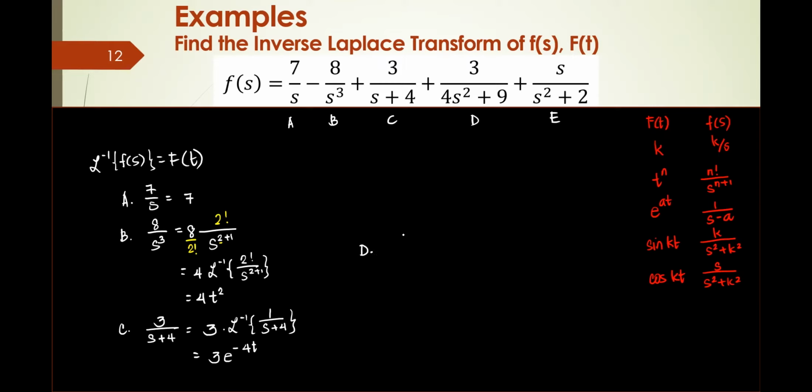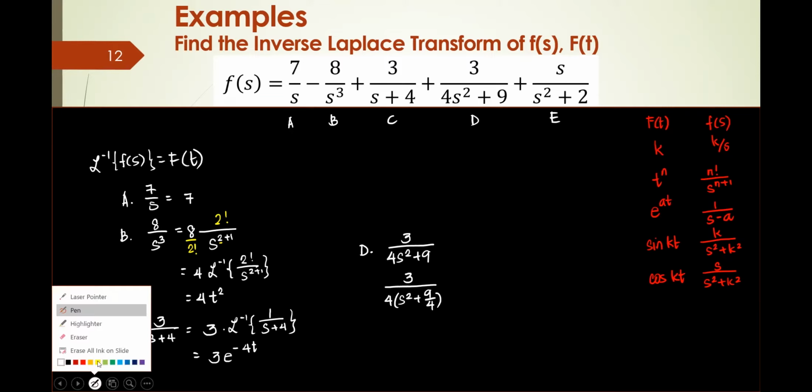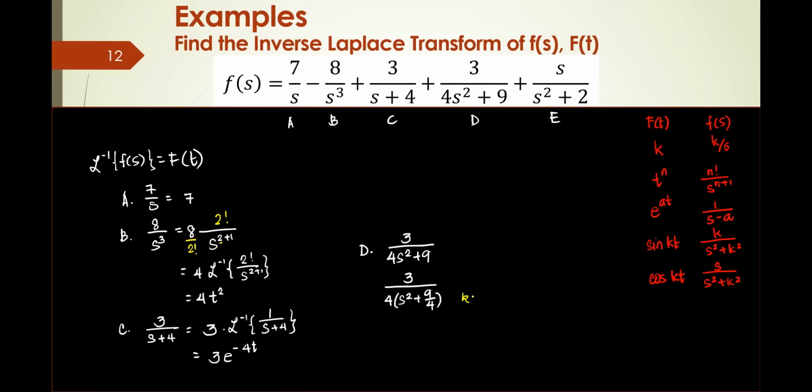And then letter D, 3 over 4s squared plus 9. I never taught you something like this. The s squared does not have a number when you refer to the table on the right. So what I would do is this. If I factor out the 4, will this not be 9/4? Am I correct there? Okay. Now, in here, can you tell me what is the K? Look at that. What is the K? 3 over 2. That's correct.